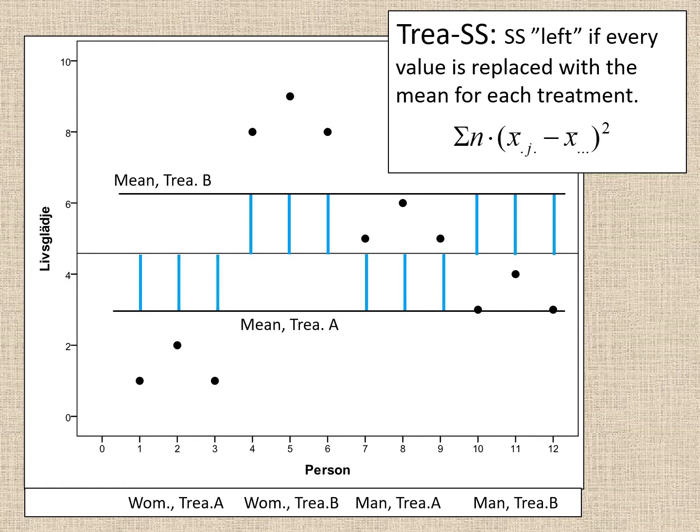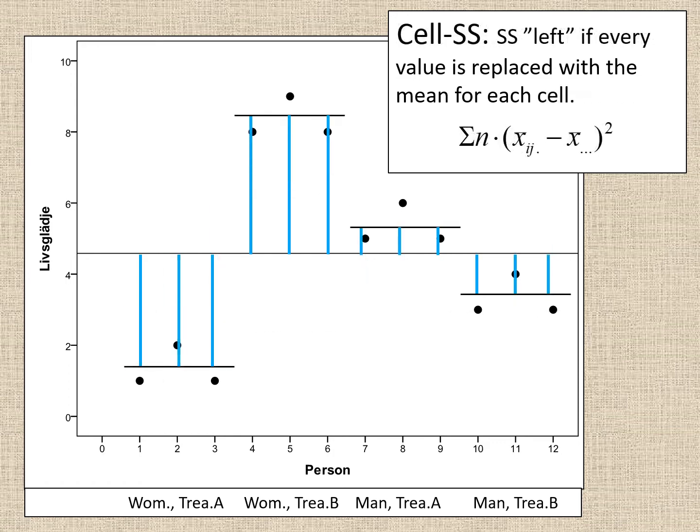We can calculate one more. I call it cell sum of squares. And a cell is the combination of all independent variables. So if you belong to the same cell, you have the same value on all independent variables. In this case, our independent variables are sex and treatment. So if you have the same sex and the same treatment, then you belong to the same cell. So those three belong to the same cell, and so on. So we have 4 cells here.